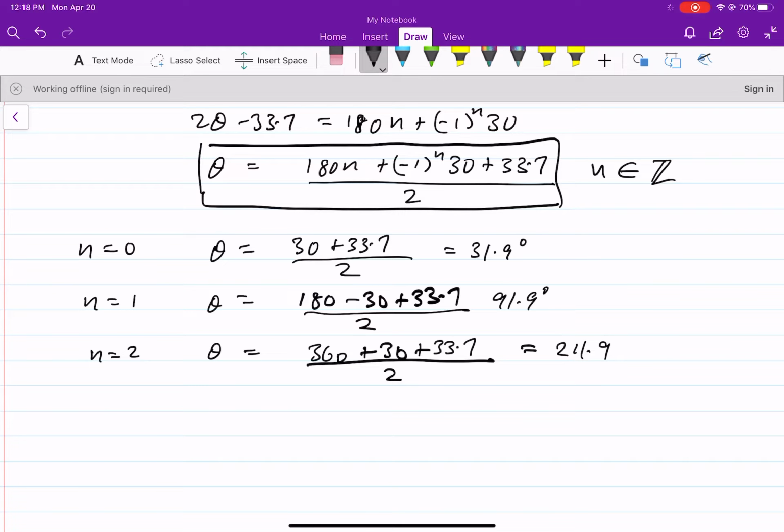I don't know if I have any more. Maybe I have one more. N equal 3. Let's see. Theta would be equal to 180 by 3, 540. Okay. Minus 1 to the cube, that's minus 1, so that's a minus 30. Still plus 33.7. Divide that by 2.